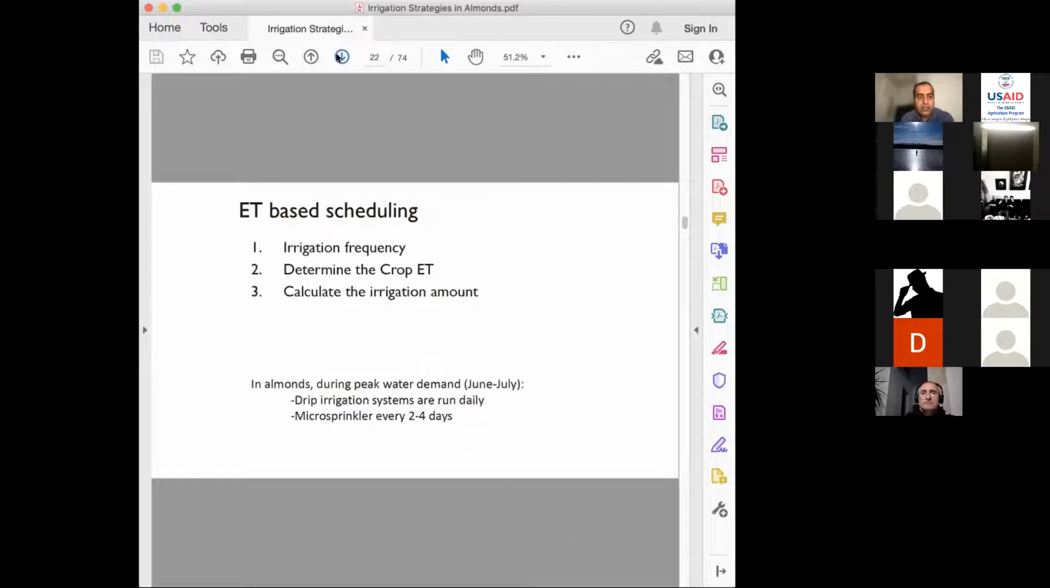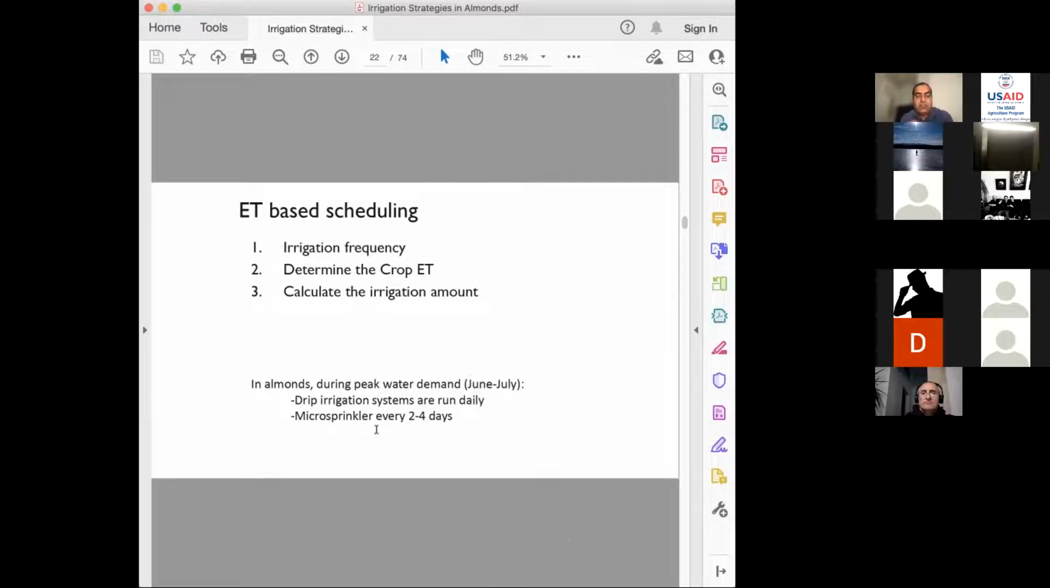So based on all these factors, you can basically calculate how much water you're going to apply every day or in every irrigation set. Okay, so basically there are only just three components: irrigation frequency. Irrigation frequency is basically what we need to determine in a drip or micro sprinkler irrigation scenario.